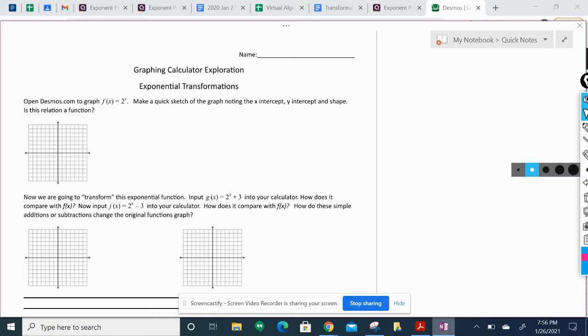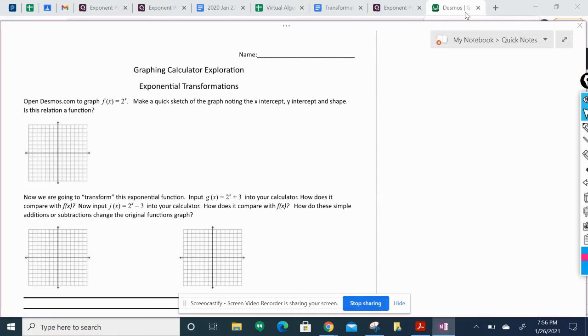All right, so the first thing it says is opendesmos.com, and I'd like for you to go ahead and do this with me. Opendesmos.com, and we're going to graph the function f of x is equal to 2 to the x power. And then we're going to sketch the graph here on our page. They ask us to take note of a couple of things: x-intercept, y-intercept, and the shape of the graph.